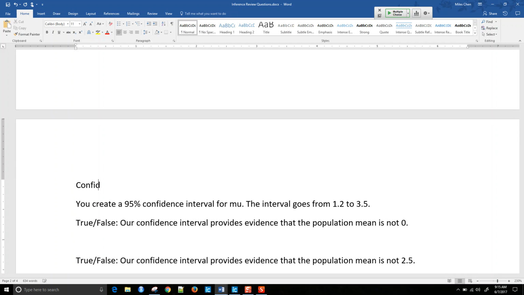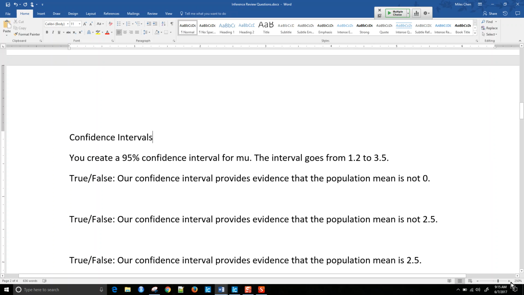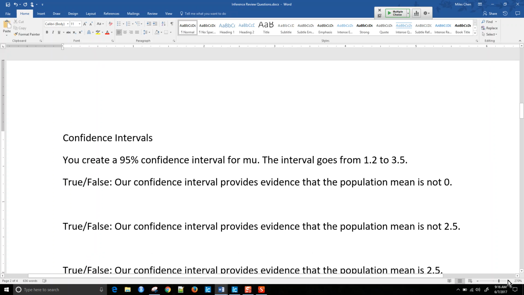This will be confidence intervals. Are you guys all able to read the screen here? Do I need to make it larger? I don't know how much. Okay, I think this is about as big as it goes.